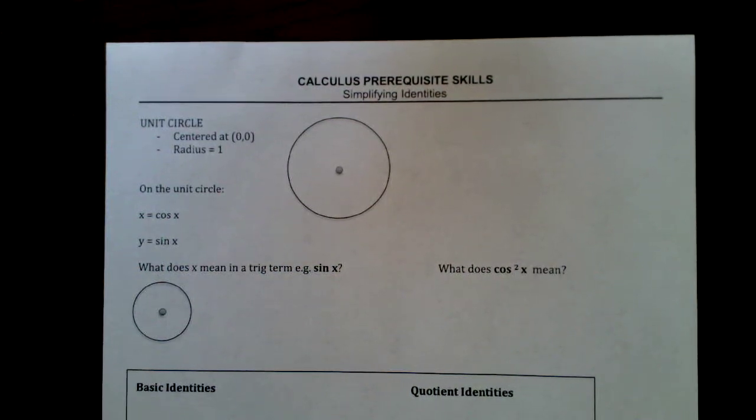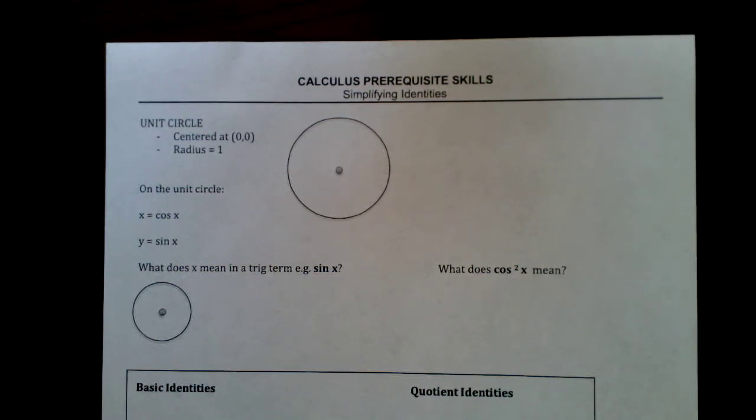Today we're going to be doing prerequisite lesson 6. Prerequisite lesson 6 is related to using trig functions to simplify trig expressions, and then we'll be moving into proving identities. Lesson 7 will be solving trig equations.